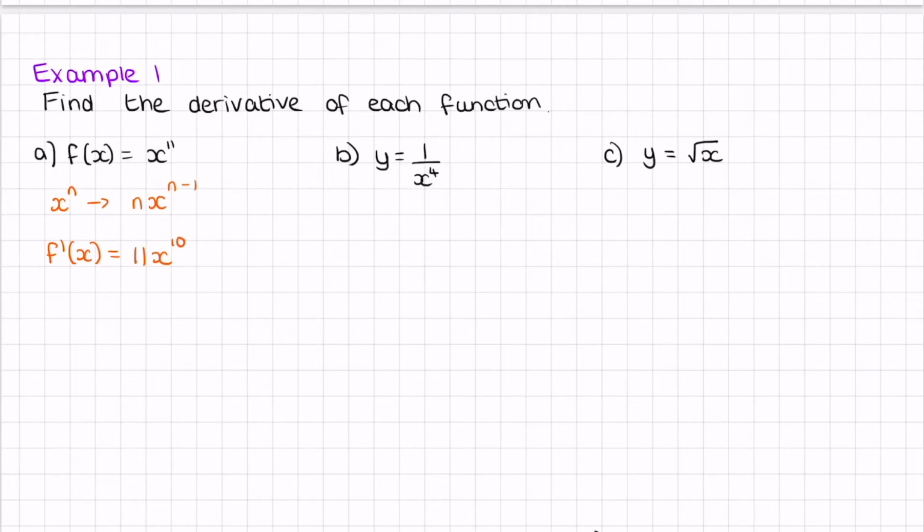The next one, y equals 1 over x to the power of 4. Now we don't like fractions with derivatives, so what we want to do first is rewrite this without a fraction. Now we just do our derivative as we would do normally. So dy over dx, I'm going to use that notation, equals, the -4 comes down the front, and then we minus 1 from the power, -5.